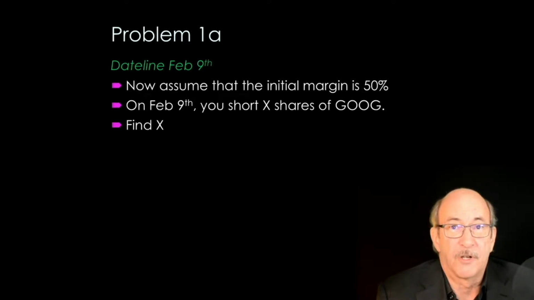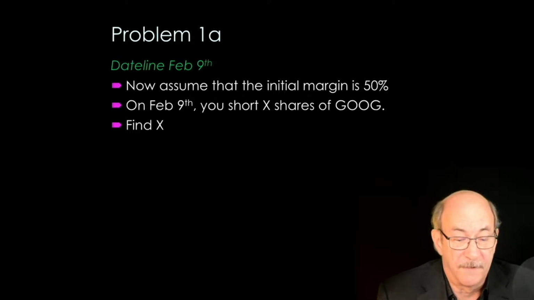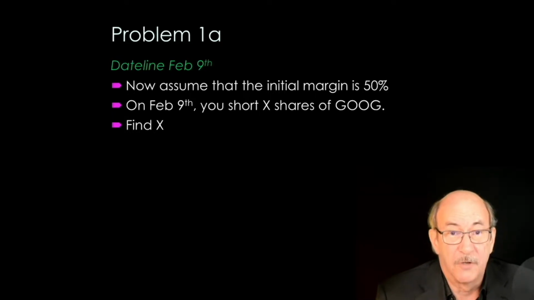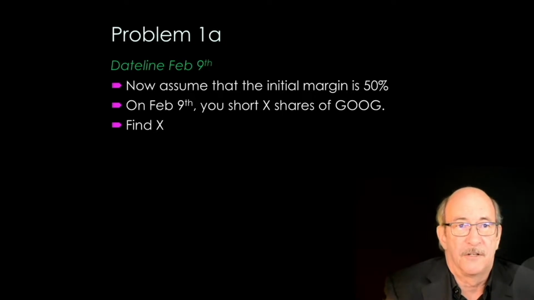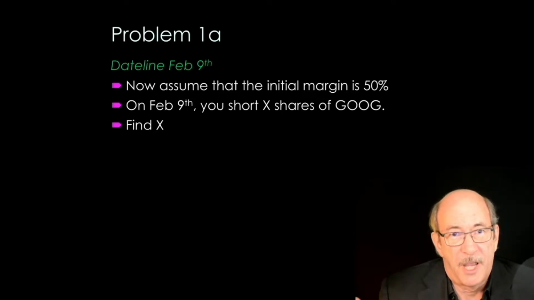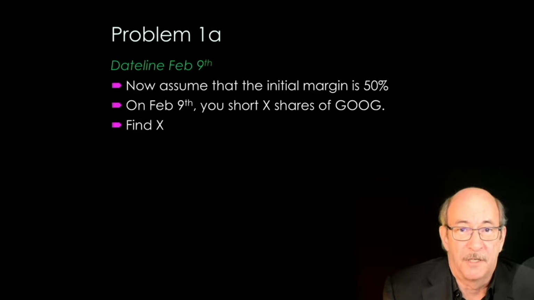Here are our margin requirements. The initial margin is 50%. And suppose that on February 9th, we decide to short Google. Remember, we're using $200,000 of our own money. We have an initial margin of 50%.